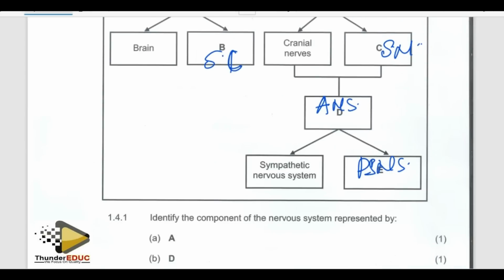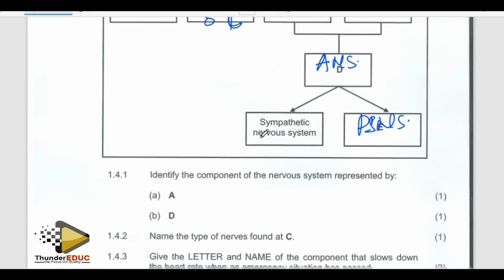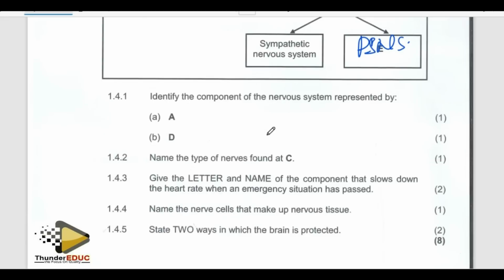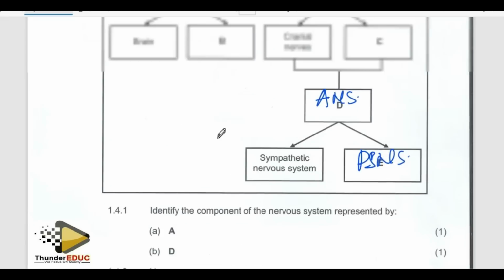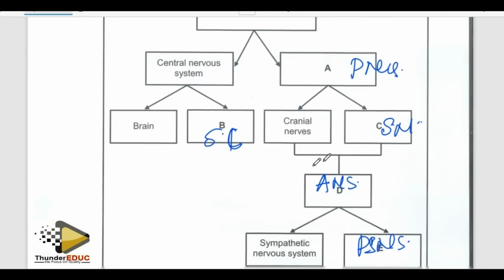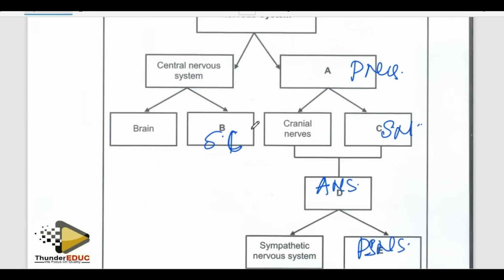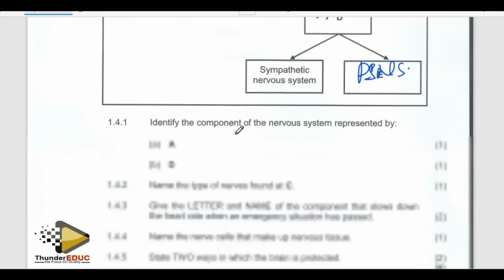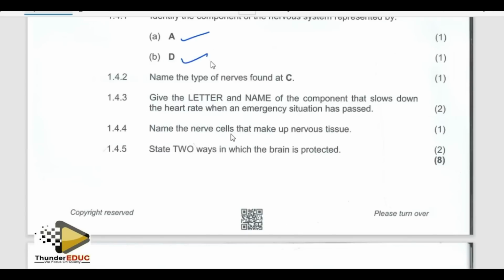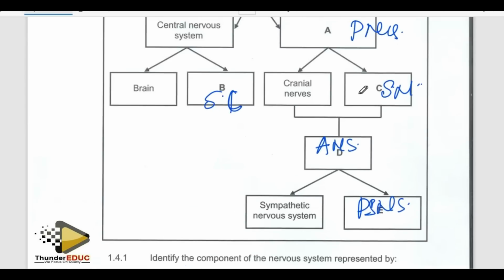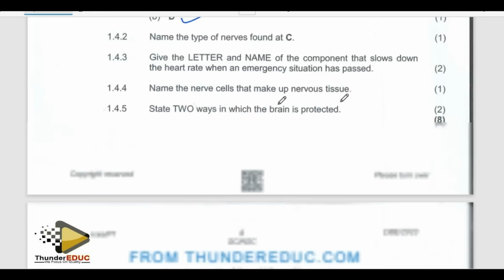All right, let's continue and find out. They're saying identify the components of the nervous system represented above. A, we have said it. A is the peripheral nervous system. Done. And then they're saying B. Where is B? B is the spinal cord. Done. Got it there right. Name the type of nerve found in C. C. Where is C now? Remember, it is not the nerves which come from the brain or the nerves which come from the spinal cord. That's why you call it spinal nerves. Cool. Done.